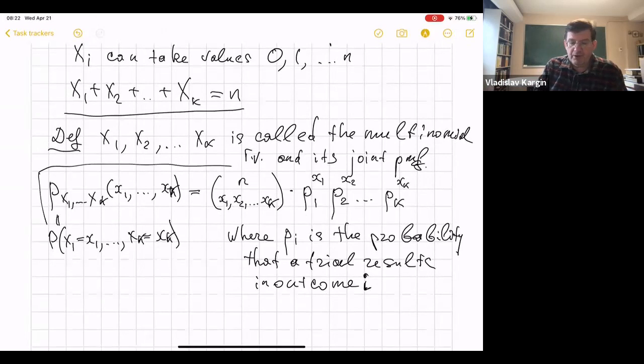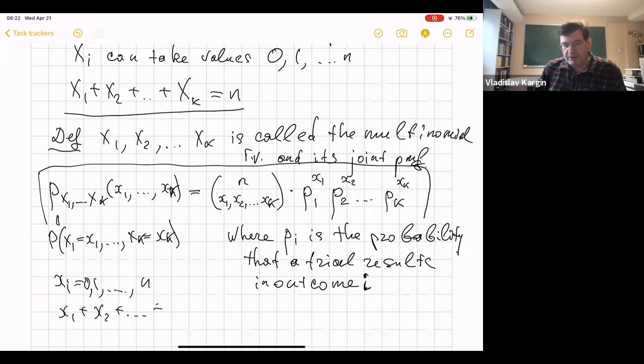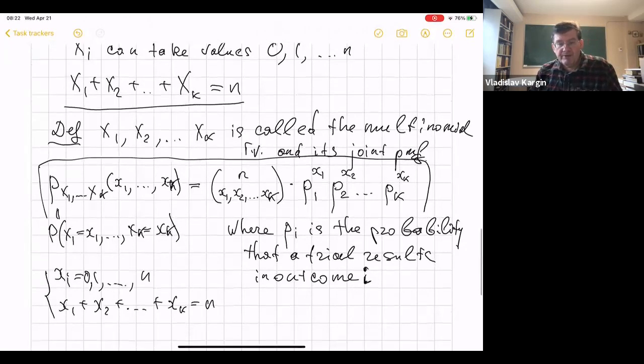So this is the formula for the distribution. The only thing is that it's valid only if each xi takes a value from 0 to n, and the sum x1 plus x2 plus up to xk should be equal to n. Otherwise, it's 0.